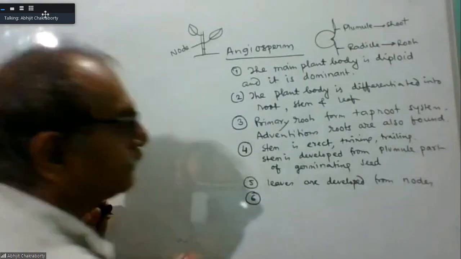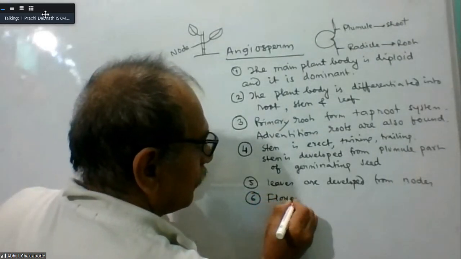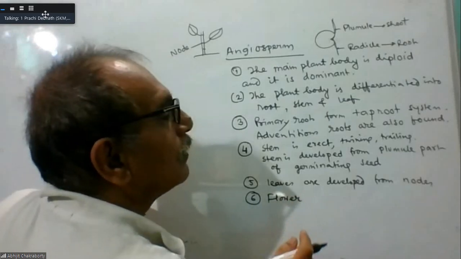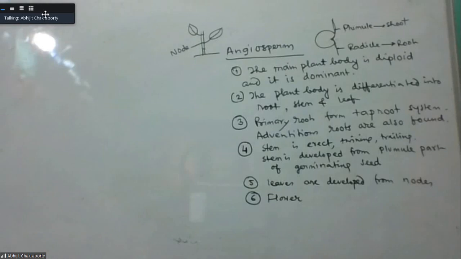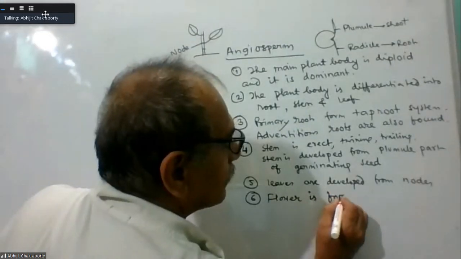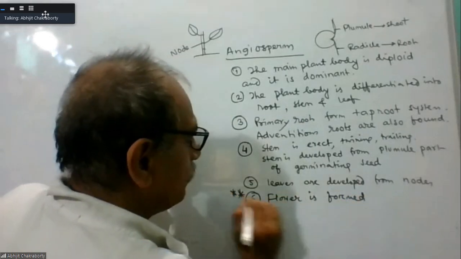Next, sir, stem is erect, then what have you written? Twining and trailing. Okay, sir. Most important characteristic: for the first time, flower is found.